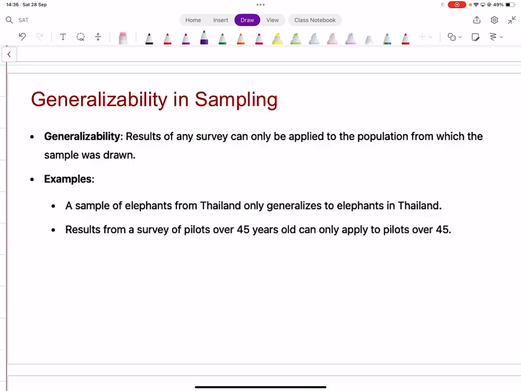Now, you're doing a study about some pilots, and in your sample, you only have pilots who are more than 45 years old. You cannot apply the results of that survey to pilots who are below the age of 45. If your sample only includes older pilots, you can't say it applies to all pilots. If you wanted to apply to all pilots, your sample should be random, so it takes pilots from all age groups.